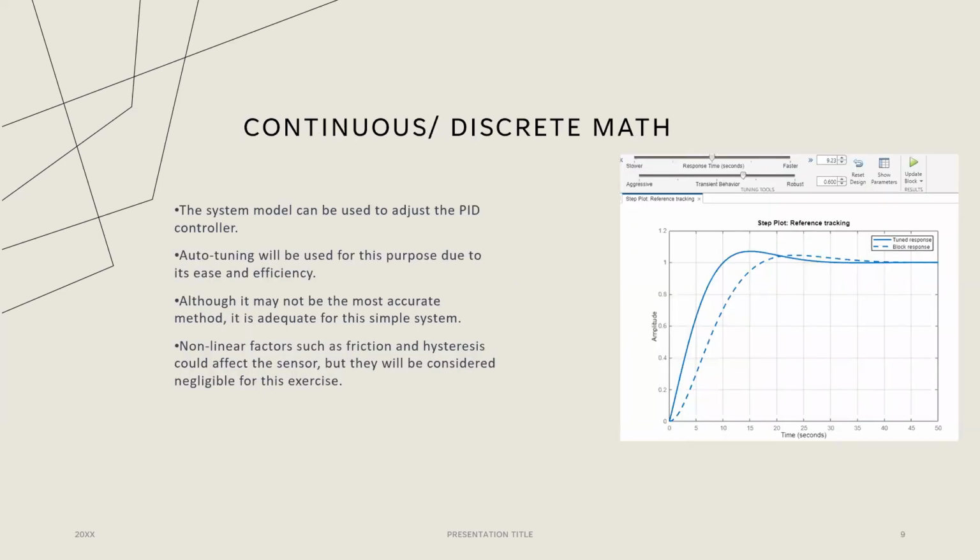For my continuous and discrete math, the system model can be used to adjust the PID controller. Auto tuning will be used for this purpose due to its ease and efficiency. Although it may not be the most accurate method, it is adequate for this simple system. Nonlinear factors such as friction and hysteresis could affect the sensor, but they will be considered negligible for this exercise. Once we have derived the system model, we can use it to tune the PID controller, which will be shown later on.